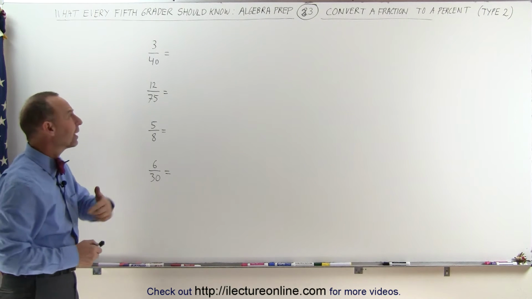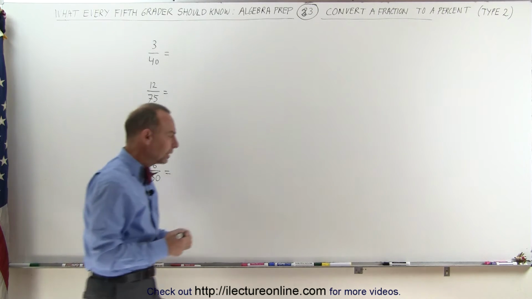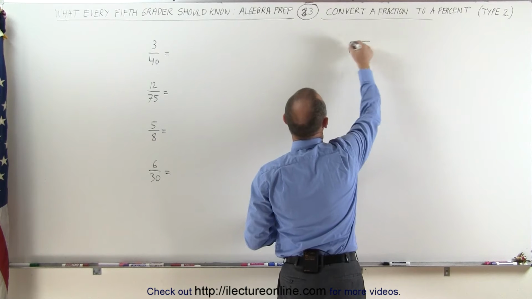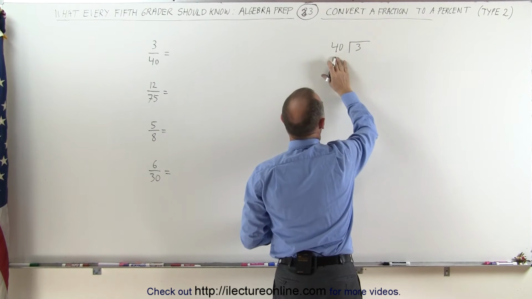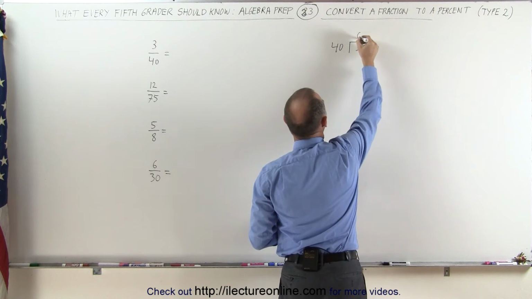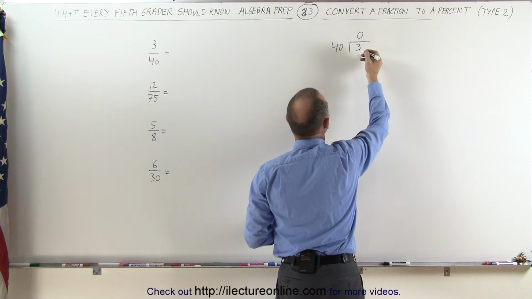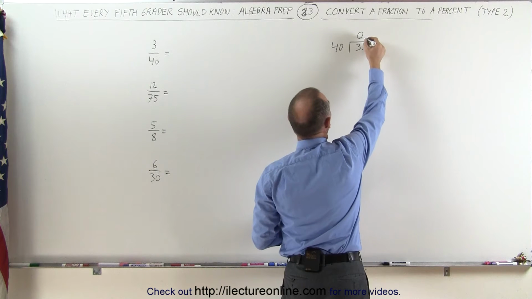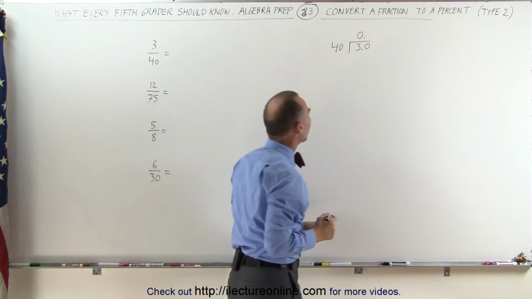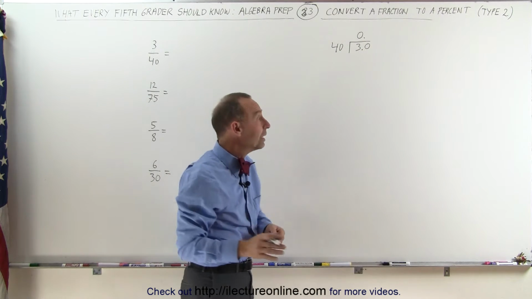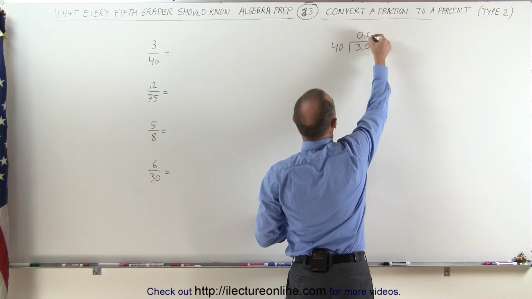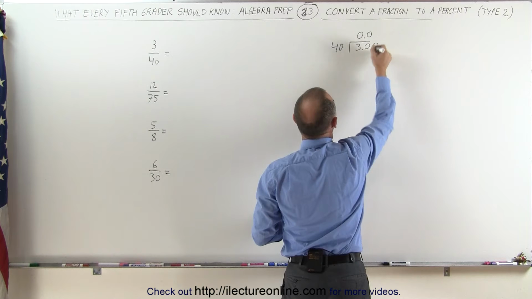So let's go ahead and try that with our first example. We take the number 3 and we divide it by 40. Well, first of all, 40 does not go into 3, so we put a 0 there, and we then put a decimal place here and add a 0. If we put a decimal place there, we must put a decimal place there as well. Now, does 40 fit into 30? It still doesn't fit into 30, so we put a 0 there and we add another 0.